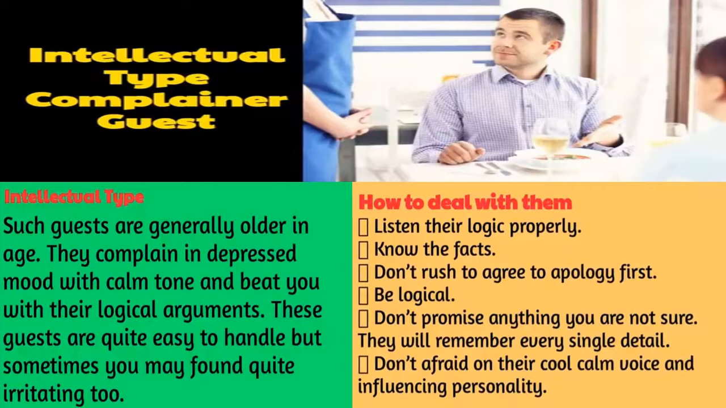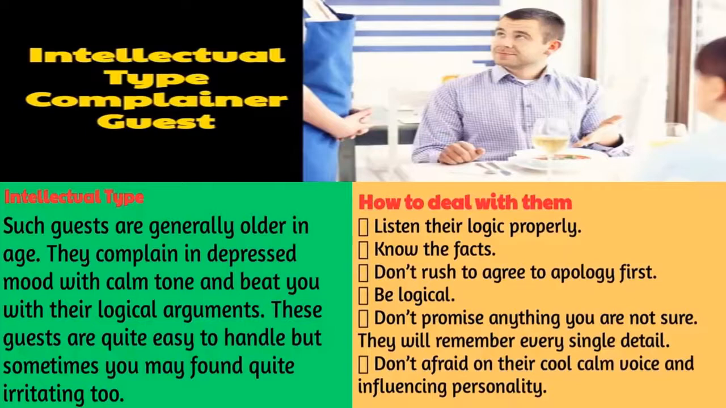Next, don't rush to apologize first. You should look and deeply scrutinize where the problem is. And next, you should be logical. If the guest complains about something, you shouldn't tell him about something else which is irrelevant to your topic. So you should always keep logic and a kind of relevance. Next, don't promise anything you are not sure about, as they will remember every single detail. Don't promise him that you are going to do something, and maybe your manager won't agree on what you are going to do.